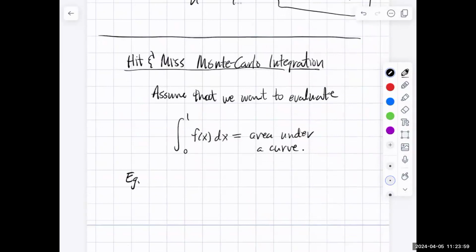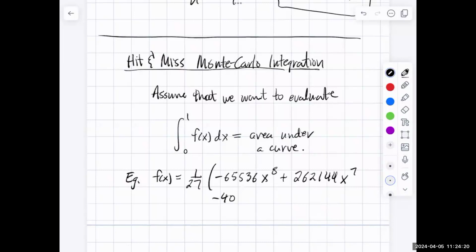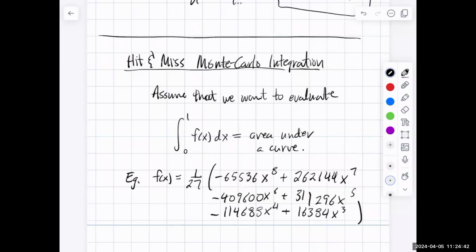So as an example, let's take f of x equal to some dumb function, but it's constructed in a way that's convenient for our purposes. It's a polynomial and it's a big polynomial. Minus 409,600 x to the 6 plus 3,11296 x to the 5th minus 114,688 x to the 4th plus 16384 x cubed, and that's it.